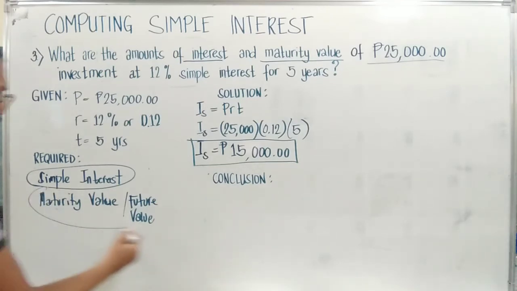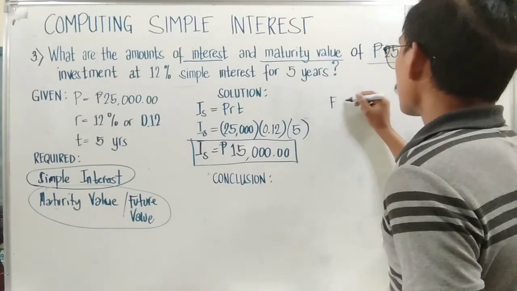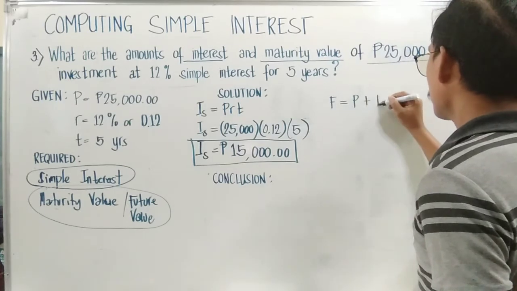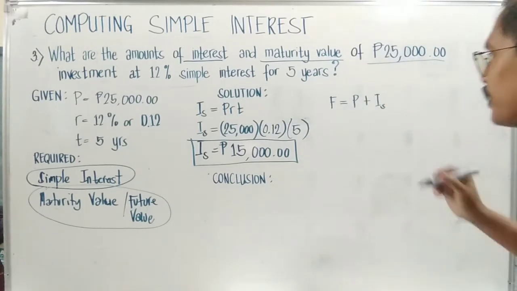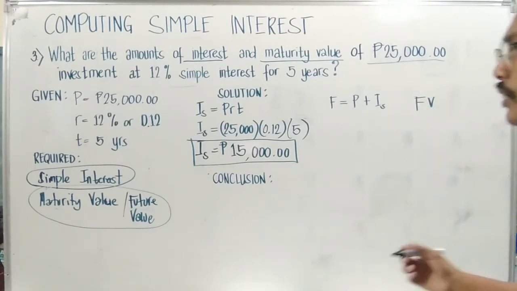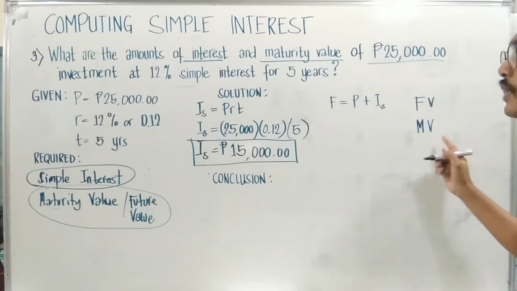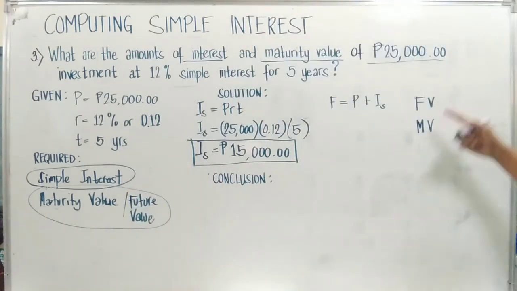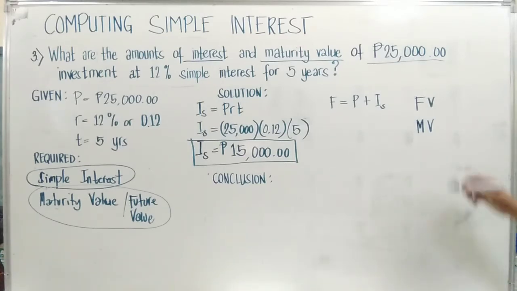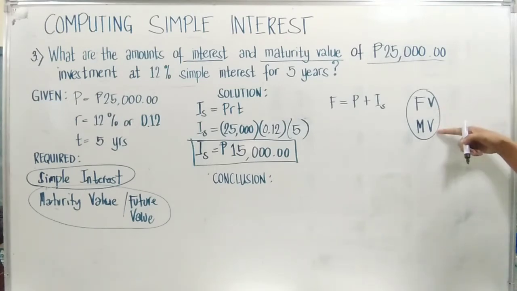And now let us solve for the maturity value or your future value. So future value or maturity value is equal to principal plus your interest. Okay? In some books, you can use FV to denote future value. Or in some books, they are using MV to denote maturity value. So again, maturity value and future value are the same. Okay? But in my case, I am using F to denote these things. So F is equal to future value or maturity value.